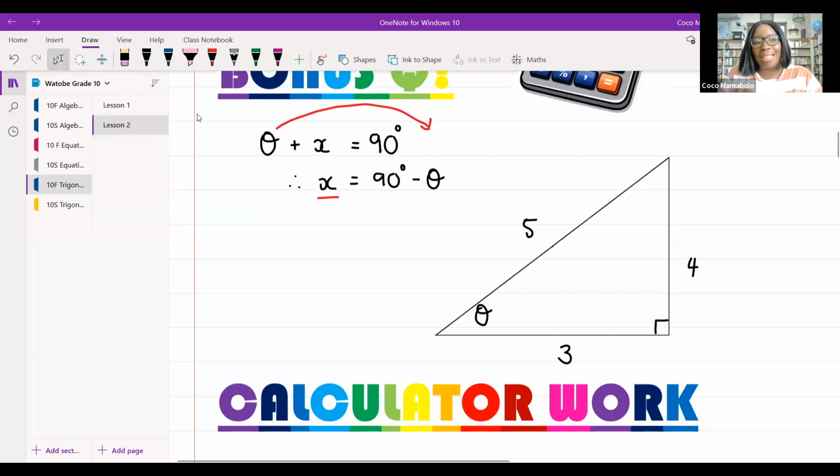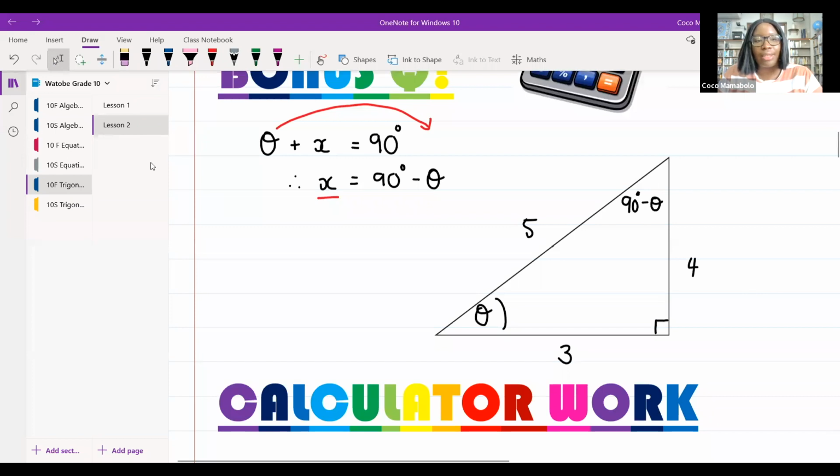Okay, Nomaza has a question. We're going to take it quickly. I know I just answered it, but did we just make x the subject? Yes, that's it. So if this angle is theta, this one over here is 90 minus theta.